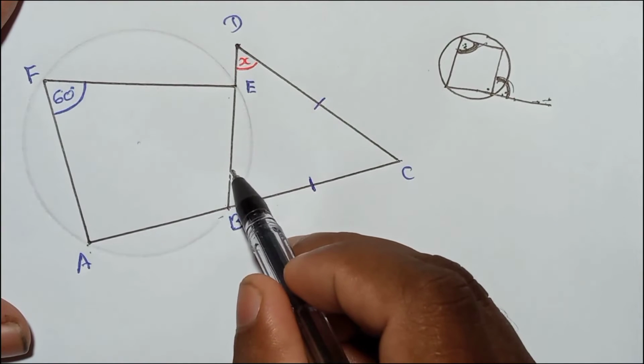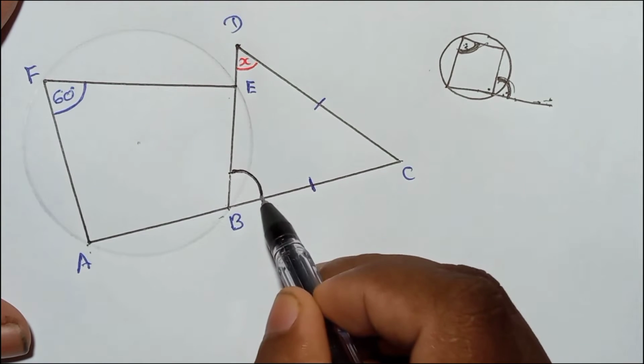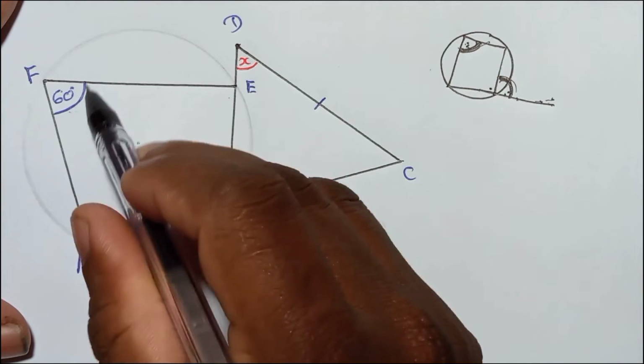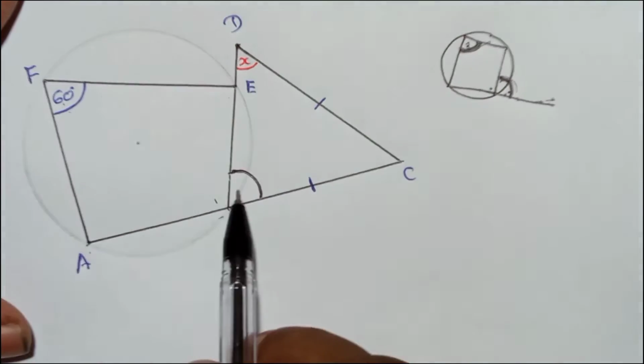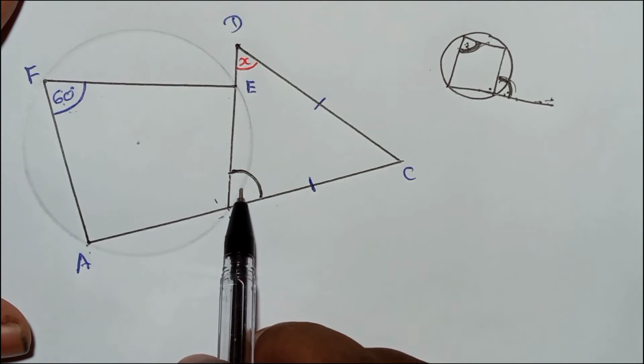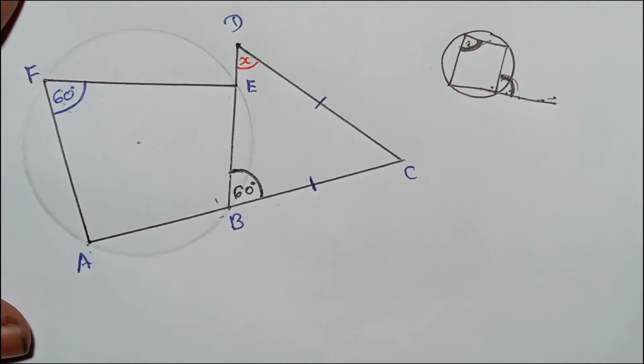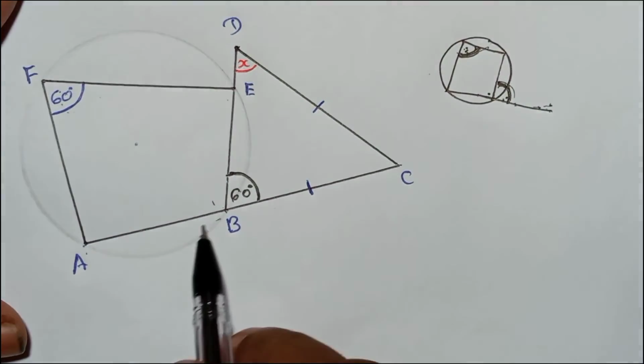So this exterior angle, this one, will be equal to the interior opposite angle, that means for this one. So if this is 60, this also must be 60, right? Here also 60, right? This also 60, right? Like I show you here, that's the thing.